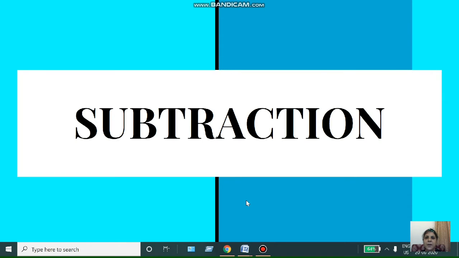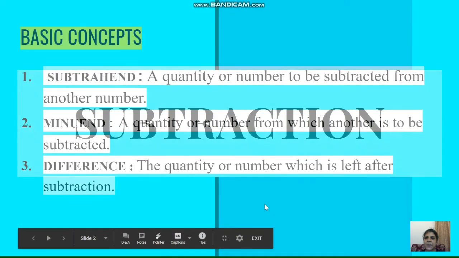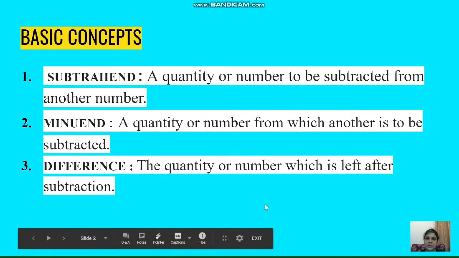Children, today we are going to begin with the topic of subtraction. Earlier, we have covered the topic of numbers and number names, and we have also covered the topic of Roman numerals. We have also done addition. So this is going to be our fourth chapter, that is subtraction. Now let us understand some of the basic concepts of subtraction.